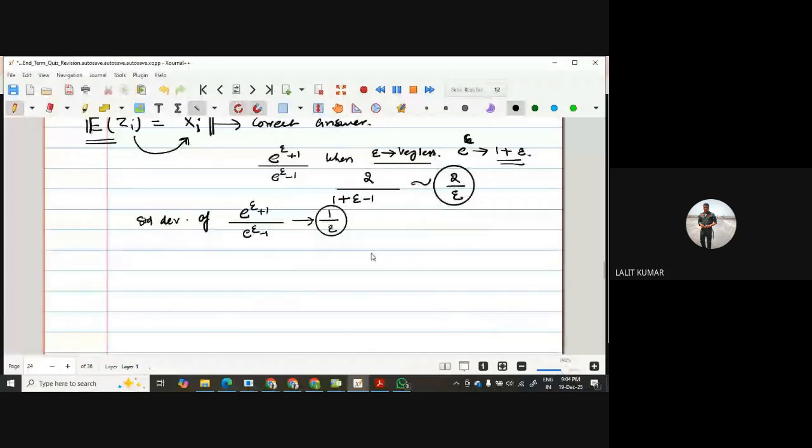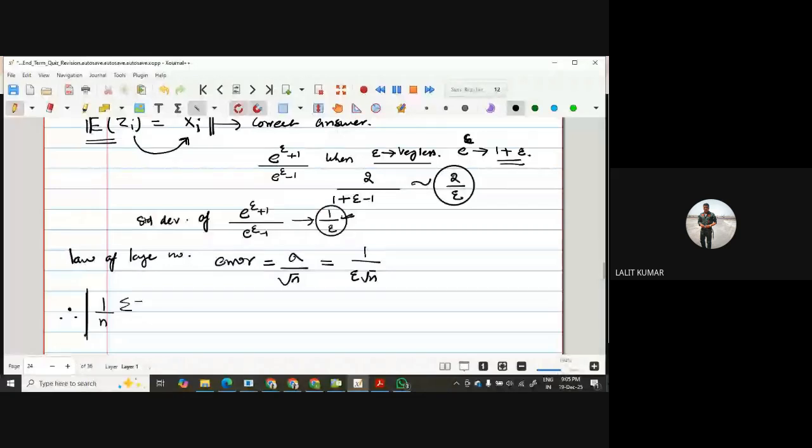So we were here. This is your standard deviation. Now the law of large numbers says that the error is equal to epsilon over root n. So here, this error is for Z, so for Z the error will become epsilon over root n. Therefore, we can say that 1 by n Zi, or Xi, is of order 1 over epsilon root n.